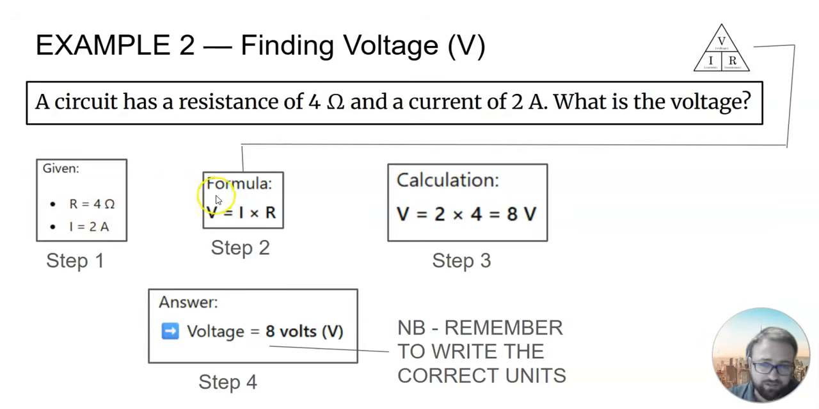The formula that we're going to utilize is V equals I times R. See, V equals I times R. So our calculation would be V was, that's what we need to know, I was 2, and then R was 4. 2 times 4 is 8 volts. So our answer is, our voltage would be 8 volts. Remember your symbol. Okay. Last example.